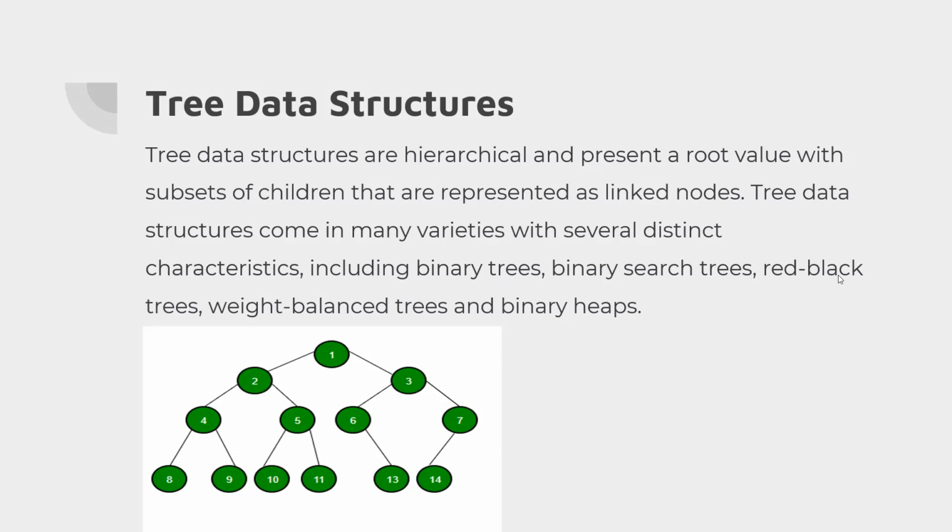Okay. So one person brings another person, and then the other person brings two more persons. All right, so that is a tree data structure. It is hierarchical, and it presents a root value with a subset of children that are represented as linked nodes.